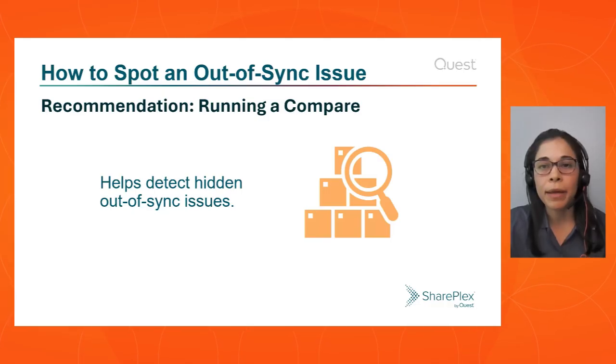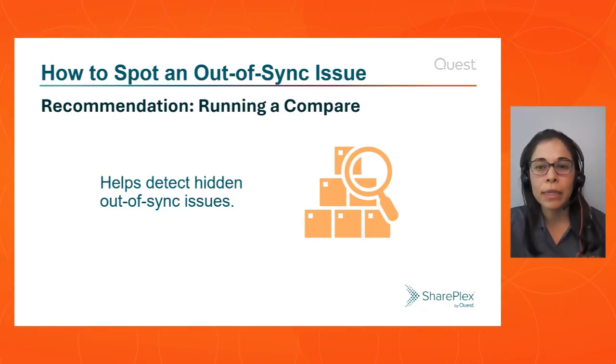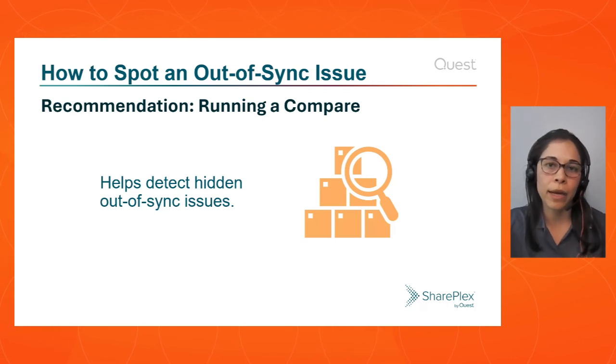Running a compare command can be very helpful if you suspect any hidden autosync issues. SharePlex typically catches autosync conditions during normal replication, but there are cases where discrepancies might remain undetected, as we have been seeing. So using the compare command in these situations can help you identify any hidden autosync issues, allowing you to resolve them proactively and maintain data consistency between the source and the target database.